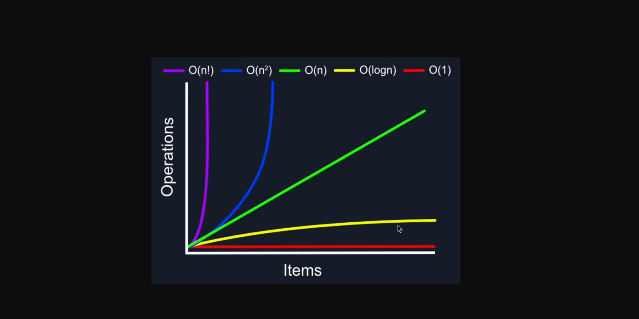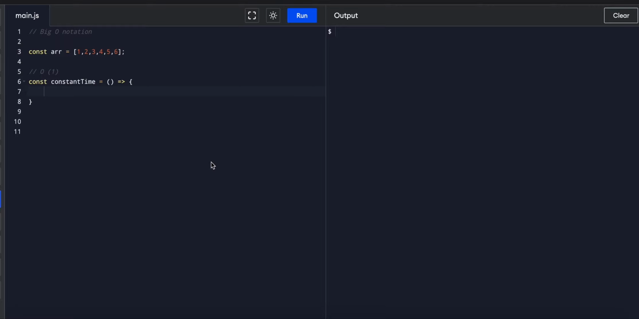We want to keep our complexity as low as possible, ideally avoiding anything above O(n). So you see this O(n). Okay, now let's move on to a real-time coding example to see how big O notation can help us to analyze and compare the different algorithms.